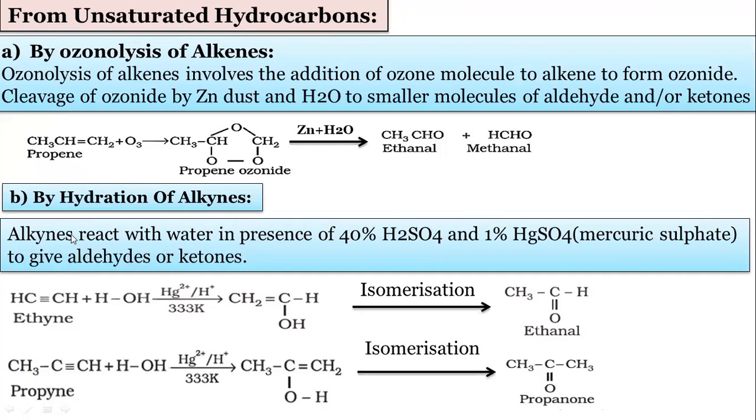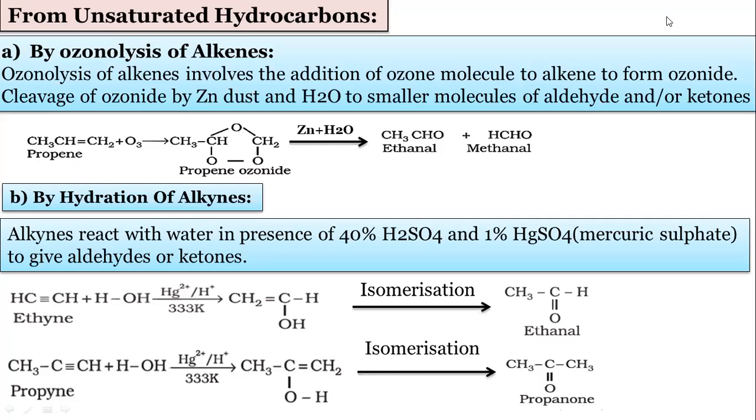Alkynes, you know, have a carbon-carbon triple bond. Alkynes react with water in presence of 40% H2SO4 and 1% HgSO4. They give aldehydes or ketones. This is a two-step reaction. In the first step, at the temperature 333 K, the water molecule is added across the alkyne. One hydrogen is added to either of these carbons because this is symmetrical. If an unsymmetrical alkyne is there, then we have to apply Markovnikov's rule. So first we will take the example of ethyne here. The hydrogen will be added to one carbon, and OH will be attached to the other carbon. We will get this intermediate first.